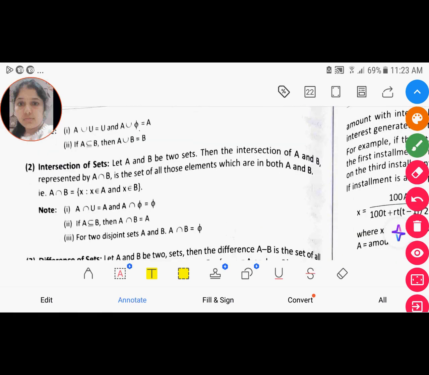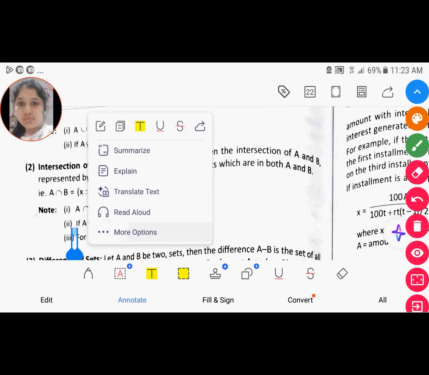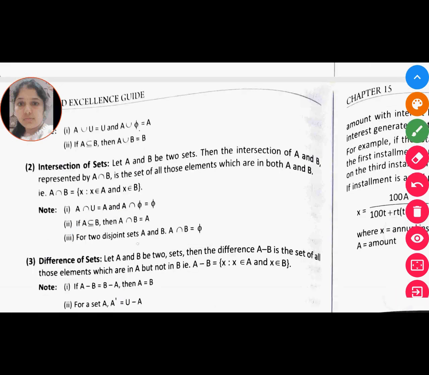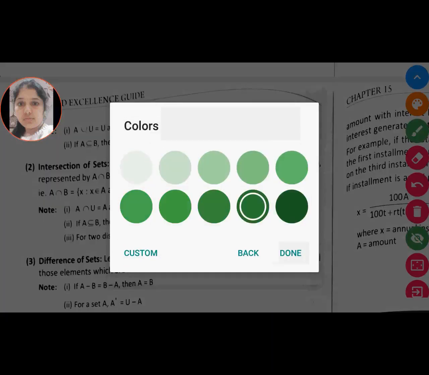Now intersection means only the common elements in both of them is known as the intersection of A and B. Means see the Venn diagram, how can we see it? Now see, this is set A and this is set B.